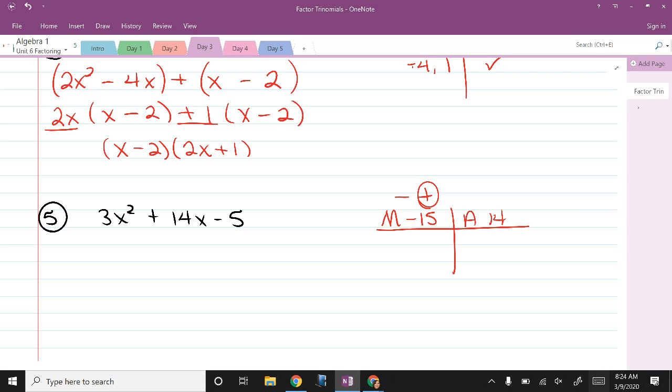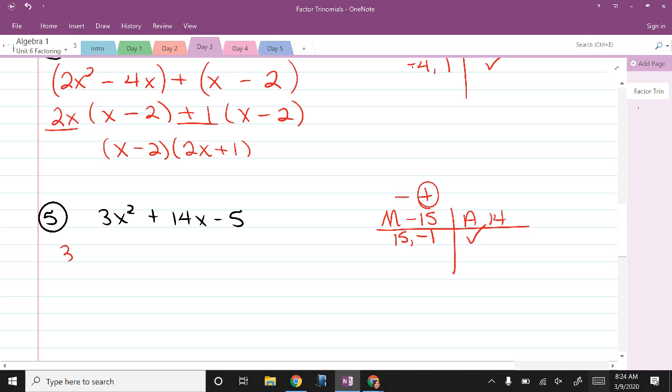All right. Positive 15 and negative 1. Does that add to get me 14? Yeah. Now, how do we want to arrange it, though? Negative first, then the positive when we write our 4-term polynomial. Does that make sense? So we use those 2 numbers to split the middle term.